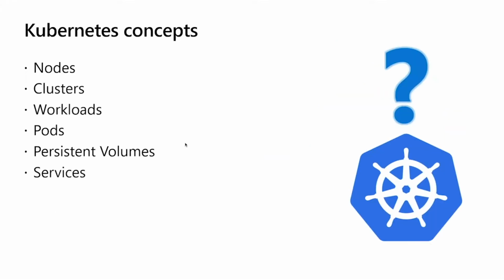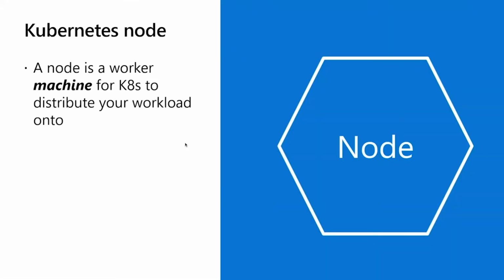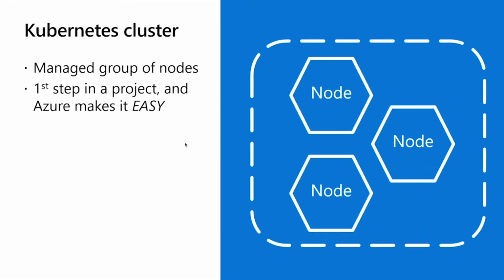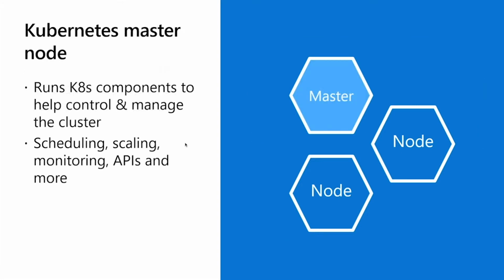Here we have a few Kubernetes concepts that I would like to review with you. Nodes, cluster, workloads, pods, persistent volumes, and service. Kubernetes nodes. A node is a worker machine for Kubernetes to distribute workloads. Usually that it's a VM. Kubernetes cluster. It's a managed group of nodes. That's the first step in a project, and Azure really makes it easy to set up.